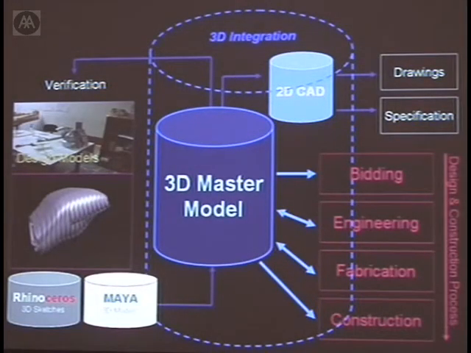So what does this mean for architects? There are different versions of this sort of process diagram. In this case, you're really saying that all this information really needs to begin to be integrated into a single location.